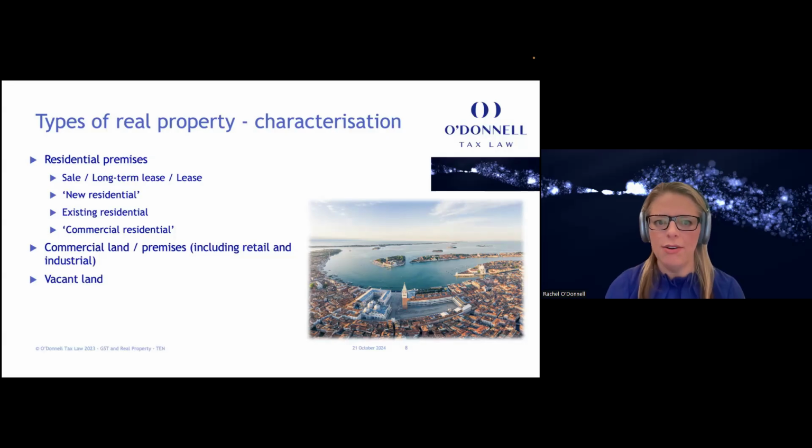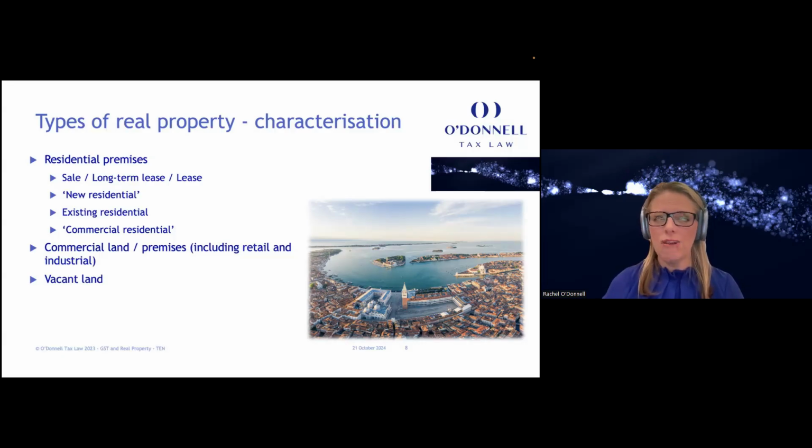So we don't really care about the supplier and the recipient, we care about the property itself and how it would be characterised. So if we have residential premises, the sale, long-term lease or lease will be input taxed unless we're new residential or commercial residential. So commercial residential includes things like hotels, motels, student accommodations, caravan parks, camping grounds. Certain types of ships can be treated as commercial residential premises, although that doesn't crop up very often in practice. So anything similar to those things is also potentially commercial residential premises.